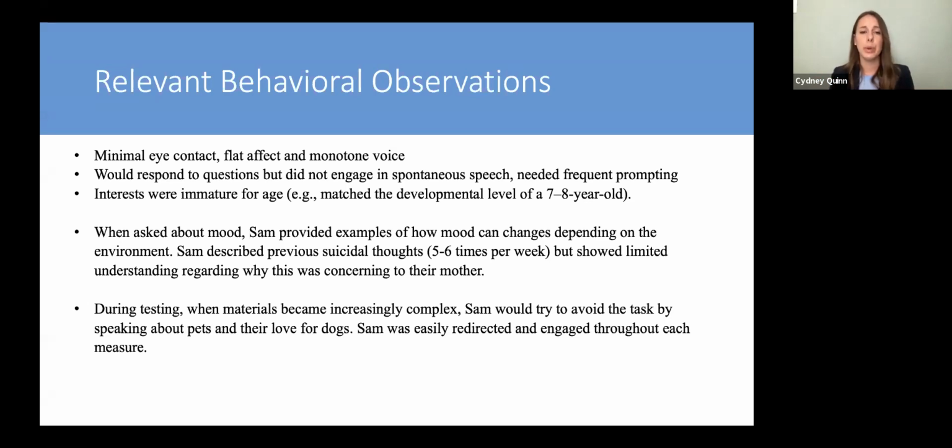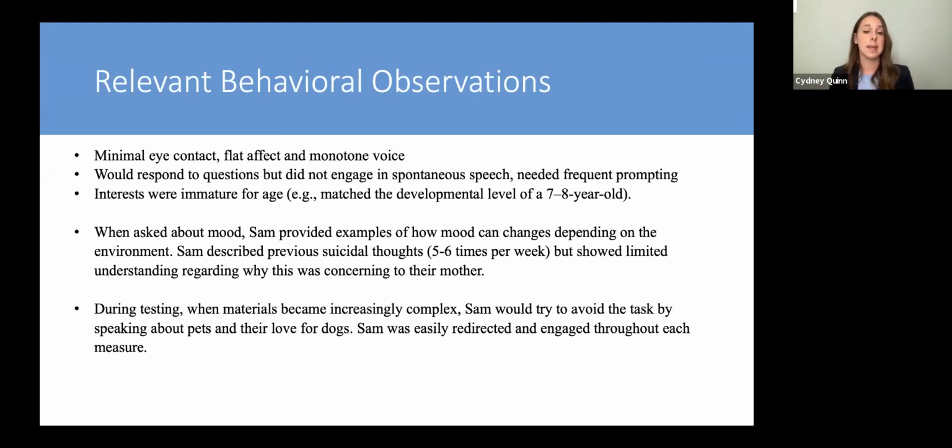And then when asked about her mood, Sam provided some examples of how the mood can change depending on the environment. For example, how they feel at school versus how they feel at home with mom or with dad. Sam described having previous suicidal thoughts about 5 to 6 times a week, and was unclear on why their mother was so concerned about that. Multiple times they made statements saying, I thought everybody had that, or I thought this was normal. So there was really a lack of understanding of why some of the symptoms were concerning to others.